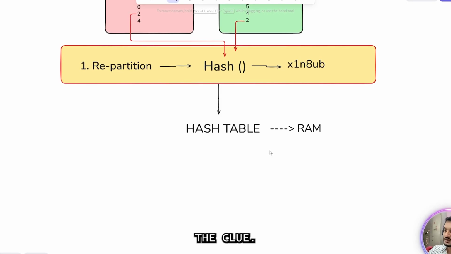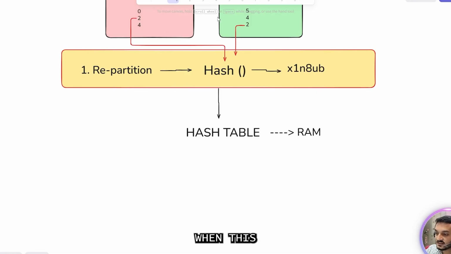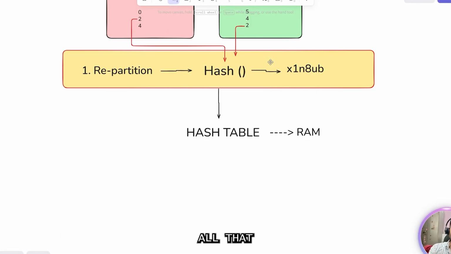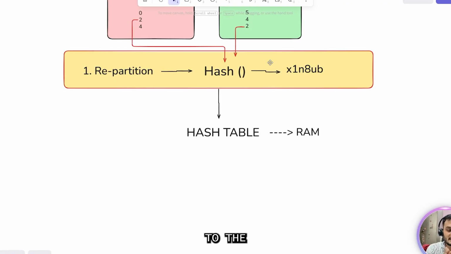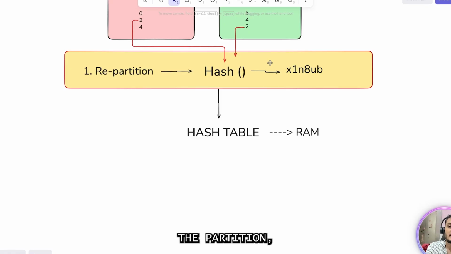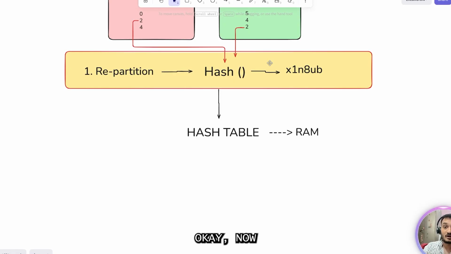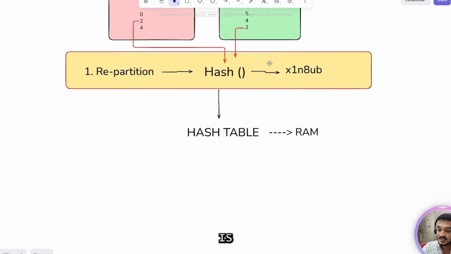So here is the clue. When this repartitioning is done, all the records with the identical joining key from both tables end up in exactly the same executor and partition. It is going to see which data frame and which partition is smaller.